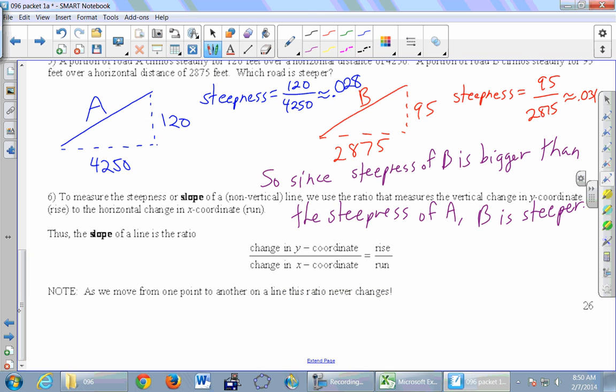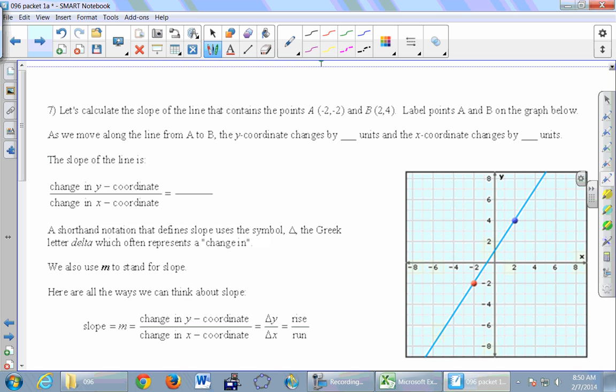And we're going to use the two words rise and run. You take how much you rise divided by how much you run. The run is always the left-right part. Rise is always up-down. And here's an important note. As we move from one point to another on a line, that ratio never changes. Let's take a look on the next page.